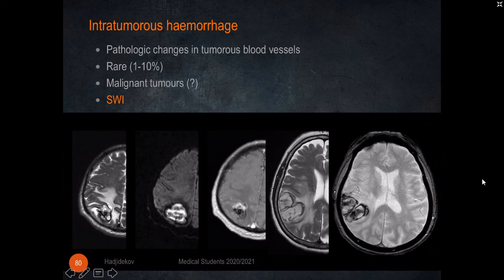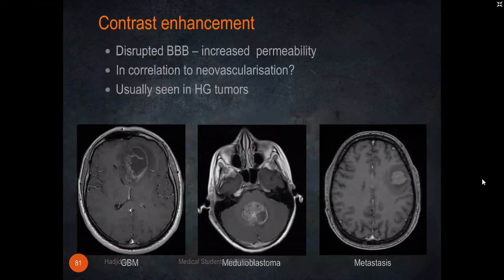And if we observe the periphery of the mass, low signal intensity, something very, very dark, which delineates the mass. Usually these dark areas correspond to hemosiderin depositions and to some blood components, degradation of the blood components. So they are due to hemorrhage. Contrast enhancement is very important to assess in brain tumors, and usually we observe contrast enhancement when we have disruption of the blood-brain barrier and increased permeability. And sometimes it could be in correlation with neovascularization.